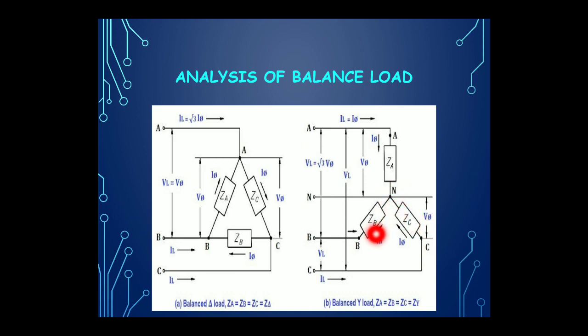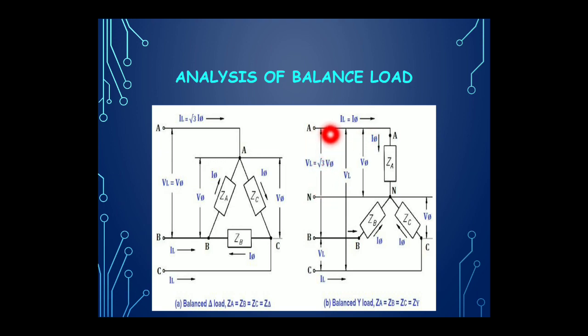This ZA, ZB and ZC are the three load impedances which are the same. So we can write here that in case of Y connection or star connection, ZA equals ZB equals ZC equals ZY or Z star. In that case, we know that line current equals phase current, because this current is flowing through this line and this current is also flowing through the phase. So IL equals I phase, okay, and VL equals root 3 V phase.